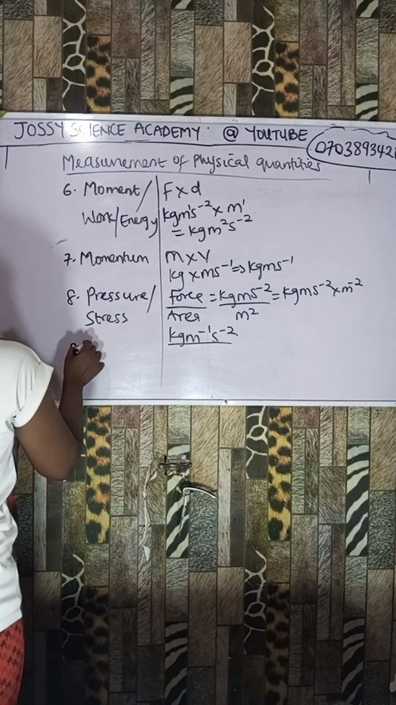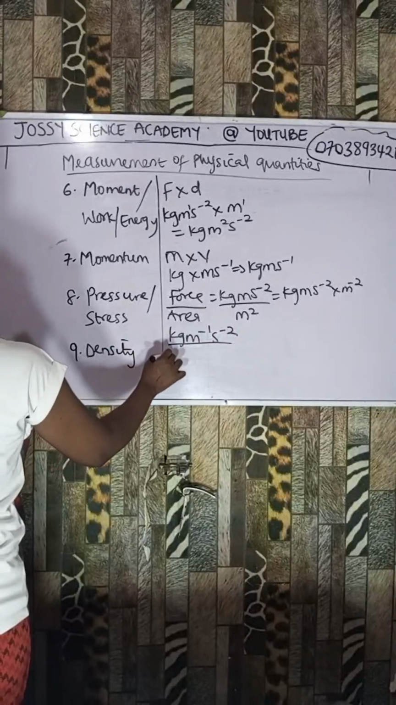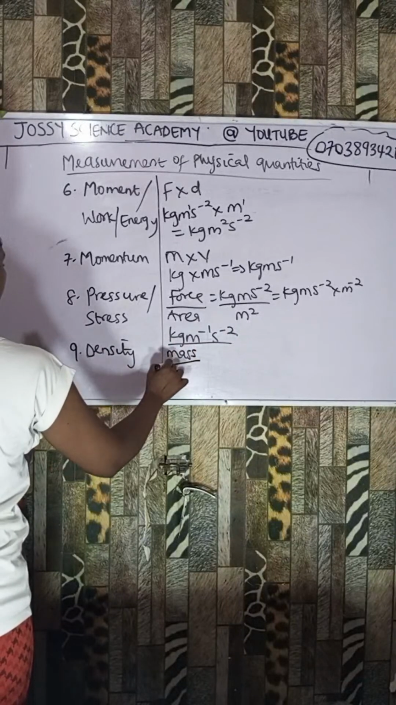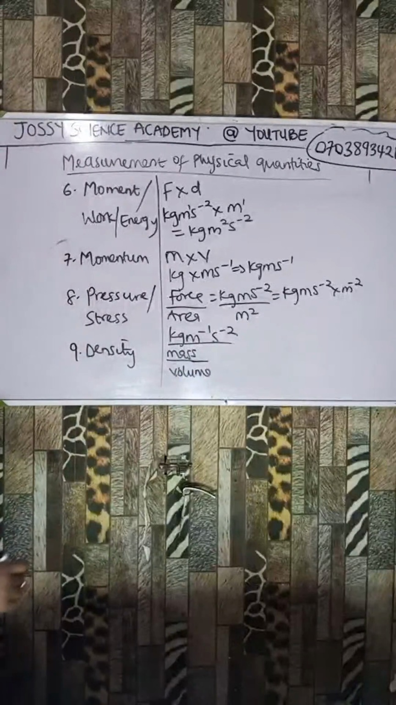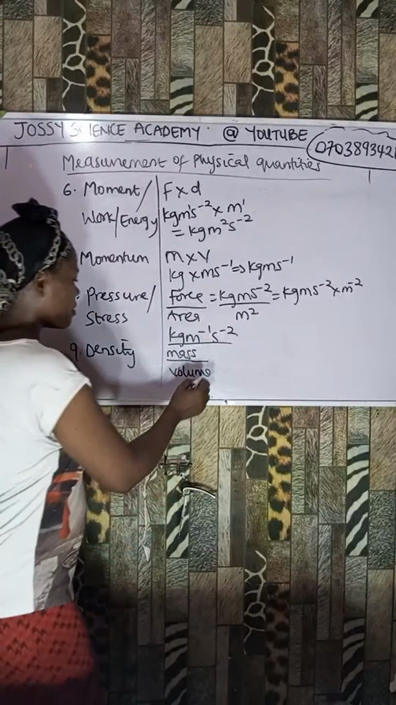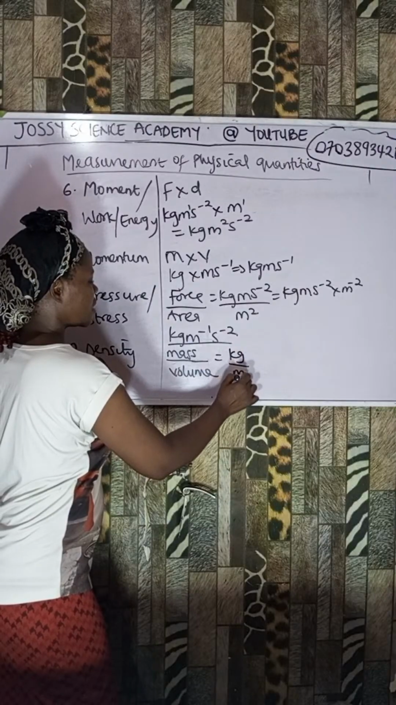Number 9 is density. Density is mass over volume, right? Now, what's the mass? Mass is kilogram and volume is meter cube.